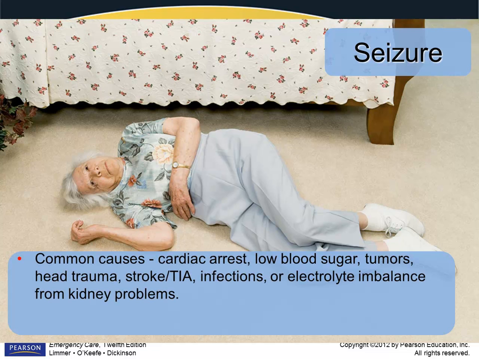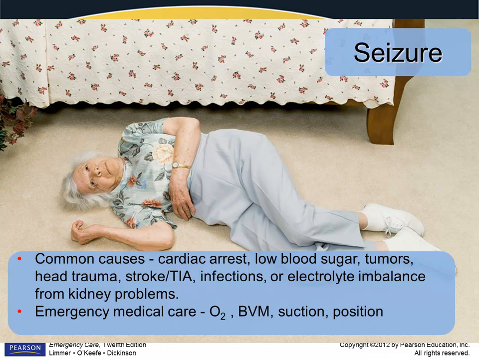Seizure. Patients that have had a seizure, there can be a lot of causes for that. Low blood sugar, it could be cardiac in nature. It could be a patient that's had a stroke, so they've had a seizure. It could be electrolyte imbalance, tumors, all sorts of things. Your care is going to be the same. Oxygen. At which point are you going to ventilate a patient? When the rate and volume is not sufficient. When they're breathing inadequately.